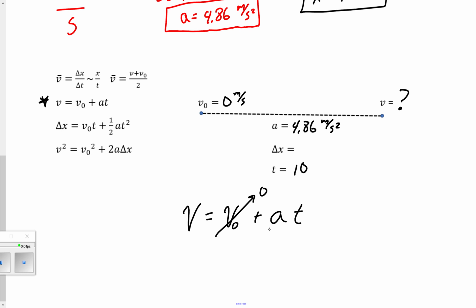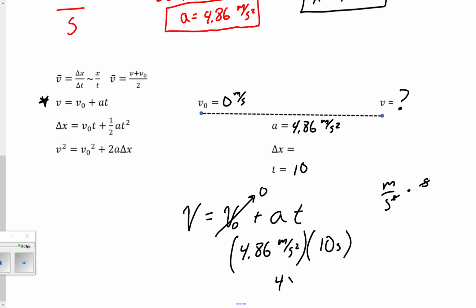And so all we would do is 4.86. I'll even write my units down this time. Meters per second squared times 10 seconds. If you look, meters per second squared times a second, the square gets canceled by that second. We're left with a meter per second, so it's 48.6 meters per second.